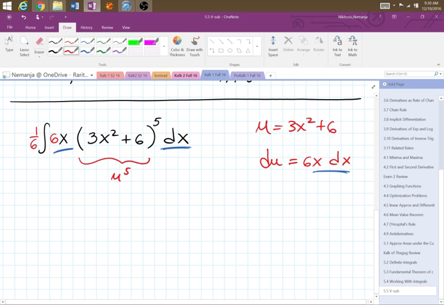In my case, visually, this mess over here is u to the 5, and I have x dx left. I see x dx, I need a 6, I will put 6 in, so now I have 6x dx, but because I put 6 out of nowhere, I have to counter that 6 with 1 over 6, and that 1 over 6, we know that the constants can go in front.